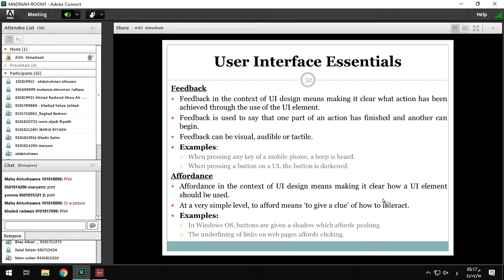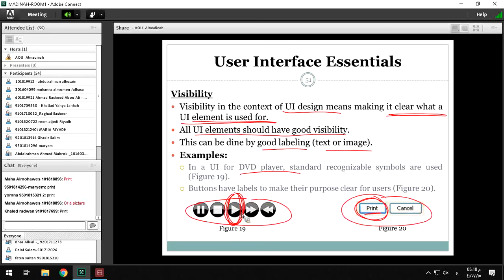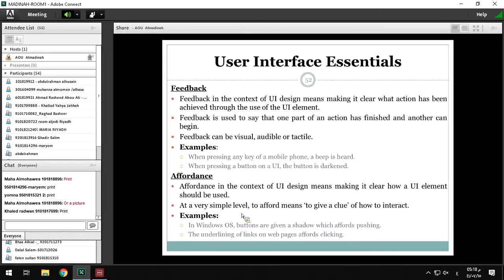Number two, feedback. Feedback in the context of UI means making it clear what action has been achieved through this element. Once you do something, it should give you some feedback on what is done. For example, if I click this button, the video or audio I clicked should play, right? I can see some difference, some action there. That is the feedback, what you get after clicking on the element of the user interface.